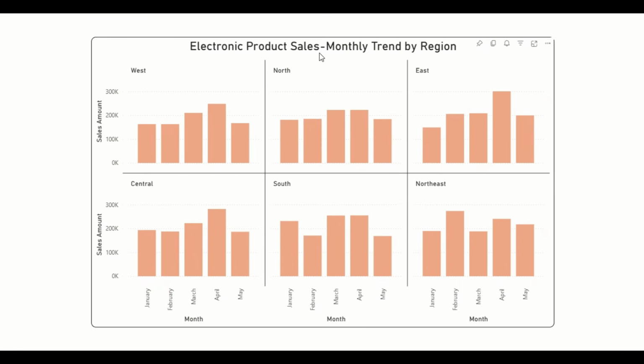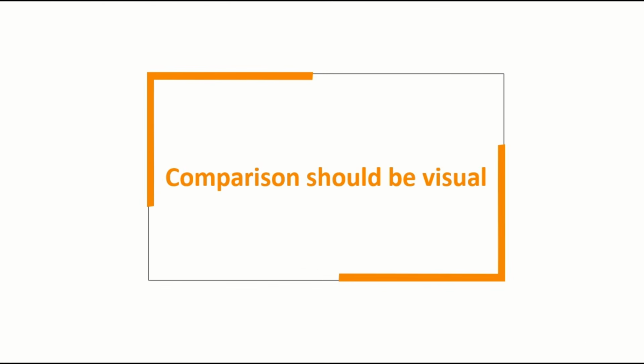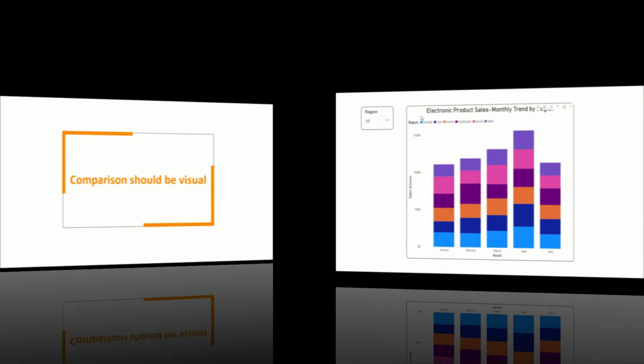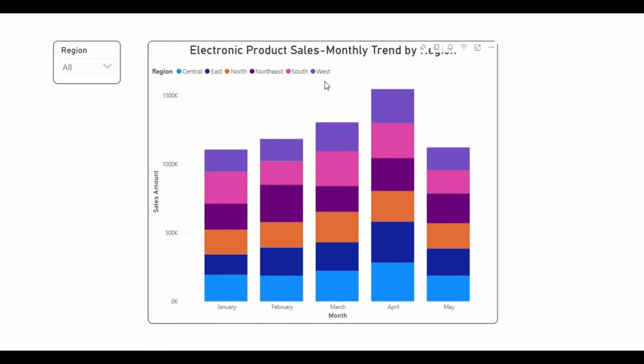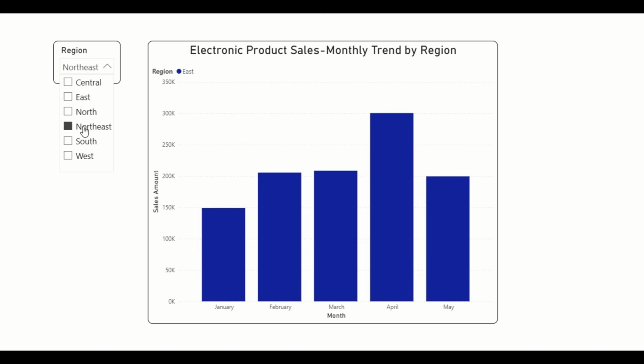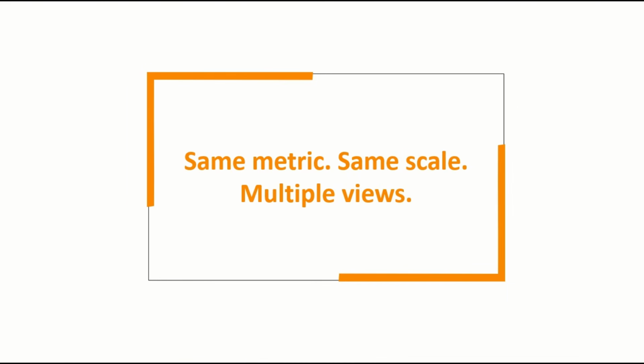Small multiples are ideal when the same metric must be compared across multiple categories over the same time period using the same scale. When business users compare performance, they don't want to click and remember. They want to see the difference immediately. A common mistake is stacking everything into one visual or relying on slicers and memory. Both increase cognitive load. Small multiples solve this by repeating the same visual once per category, using the same scale.